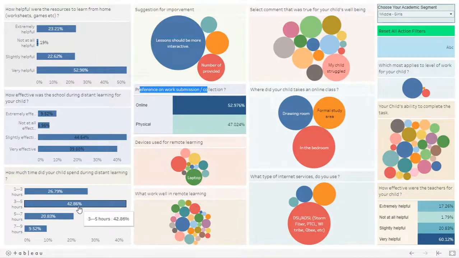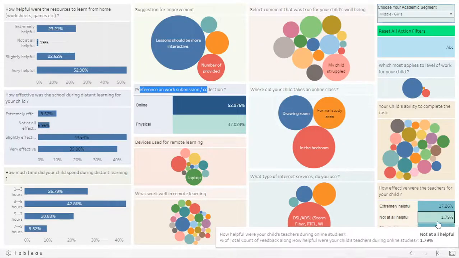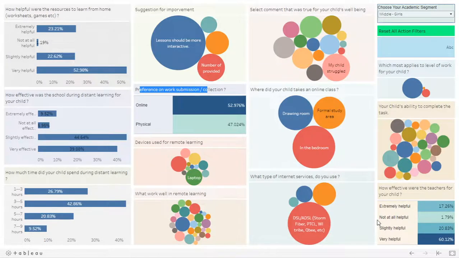Regarding the complaint ratio, it's very low because they feel that the teachers are very helpful. Only 1.79% say that the teachers are not helpful. Only 1.1% say the activities were not good. Very few say that the school was not effective during the distance learning program. So overall you have a very positive response for the middle segment girls domain. I'm not going through all of them, but this is just to give you an idea how to use this dashboard, and I hope you got the understanding.